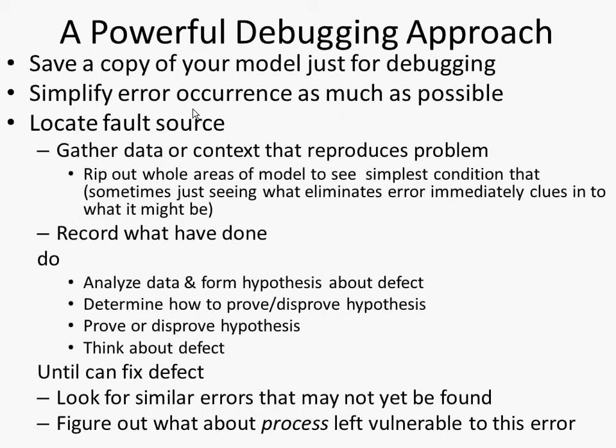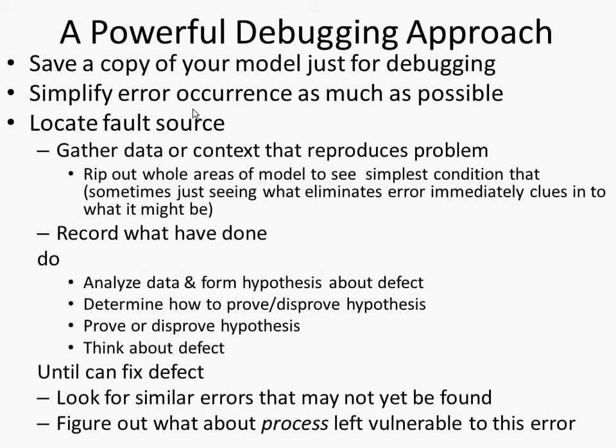Now, some of the data that we use for coming up with hypotheses, we'll see that AnyLogic gives you automatically. So when there's a failure that occurs, for example, it will give you some information about where it's occurring that you'll be able to use. And I'll show you that in a minute.